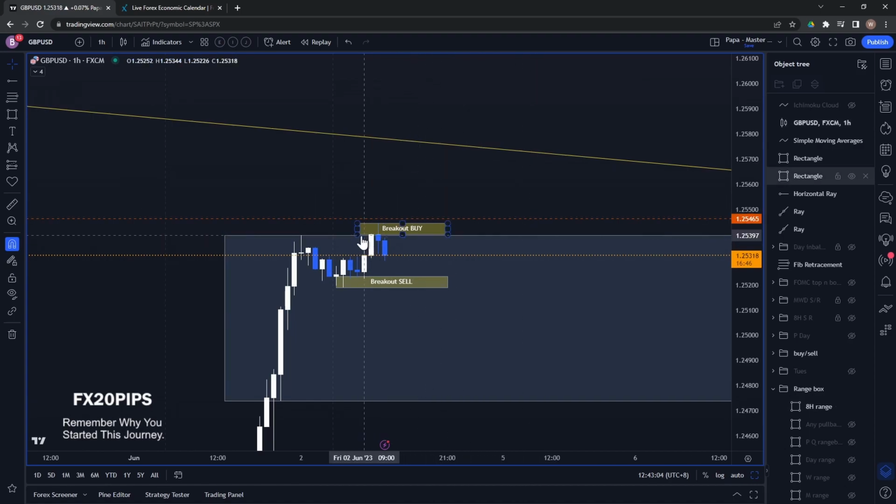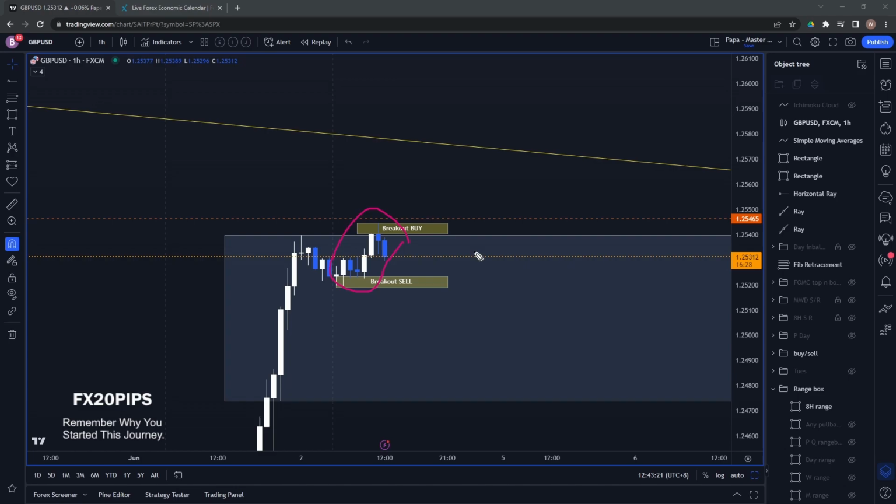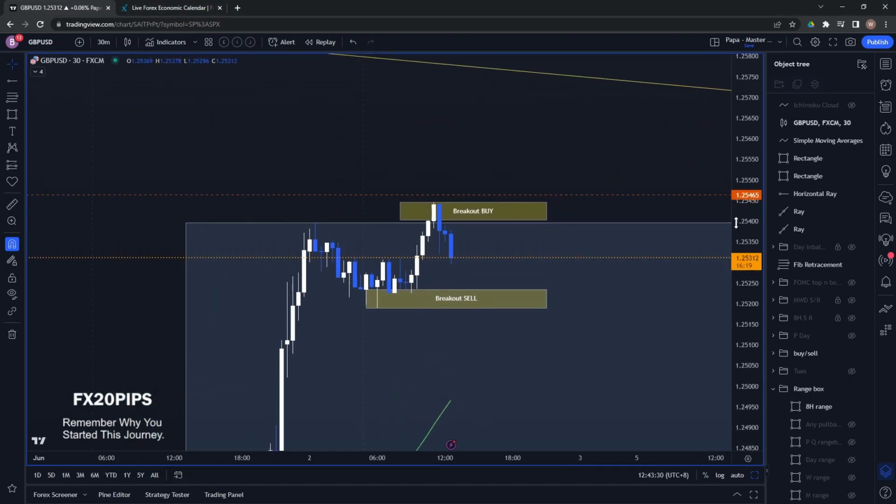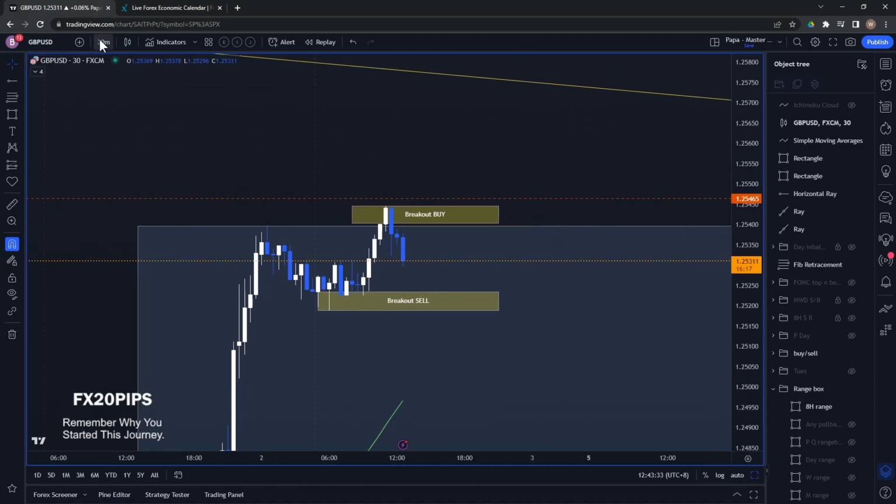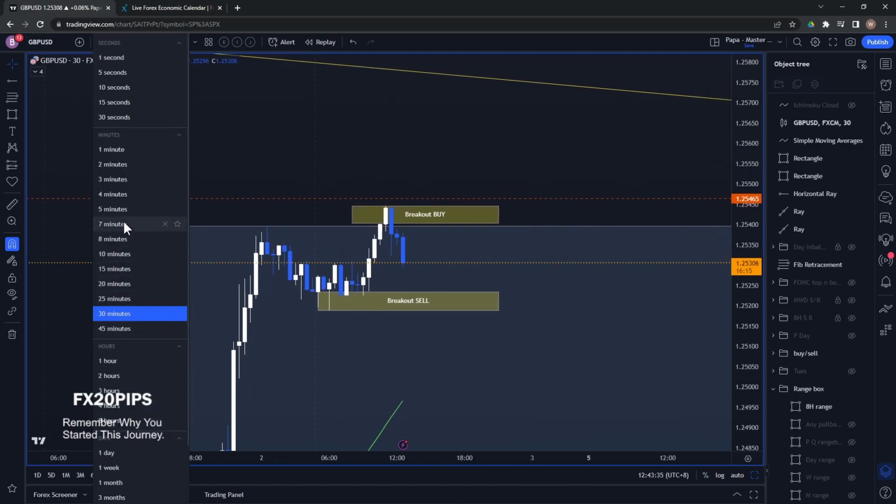So we have the 8 hours as in the gray. We have the breakout buy here. That's the low and high. So if you were to zoom in to all these candles, let's go to a lower time frame and see what it looks like. Let's go to a quick glance at 30 minutes. Let's go to 5 minutes.